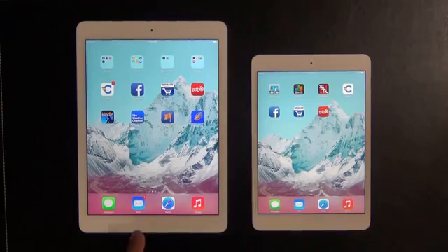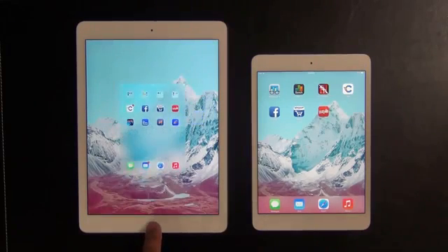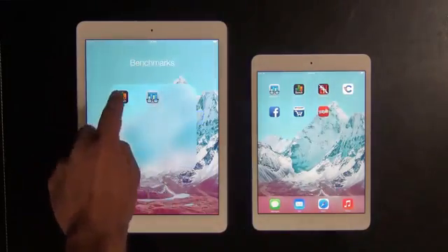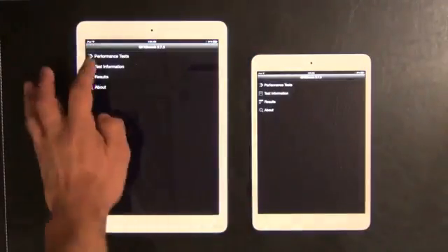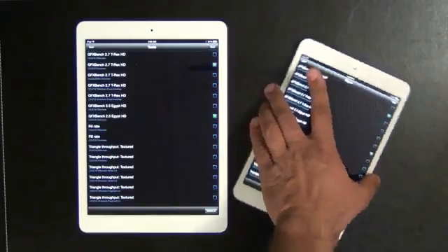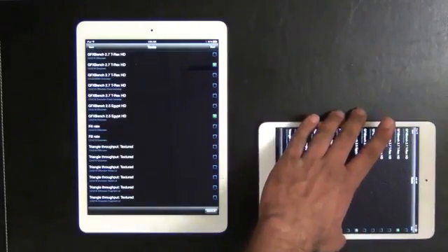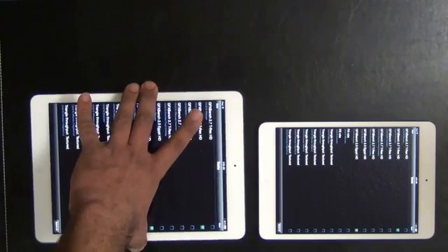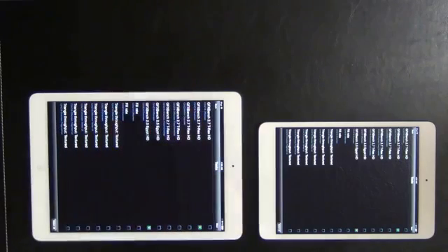The first thing we want to do is make sure nothing's running in the background, so double tap. Okay, nothing else is running here. Same on the iPad Mini. So let's launch the GFX Bench benchmarking tool. And like I said, I'm going to select 2 tests. These are going to be 2 on-screen tests that are going to run on the native display. So we're going to do the T-Rex and the Egypt HD. Again, these are going to be native resolution and native display. So let's start at the same time and watch the whole thing run through.